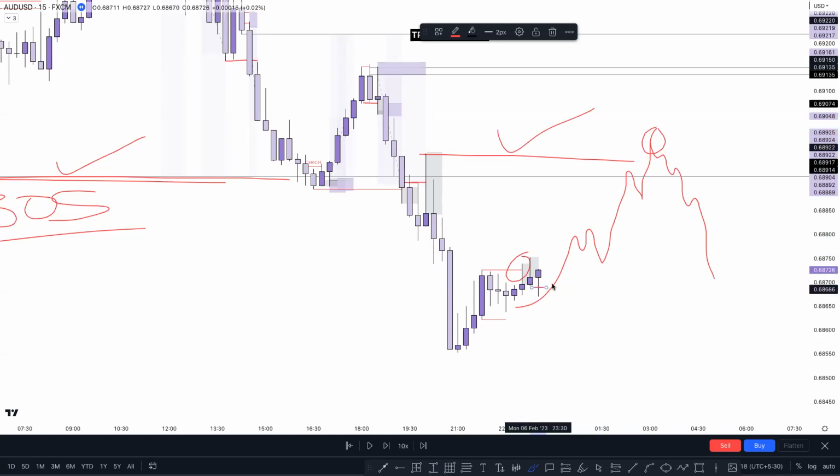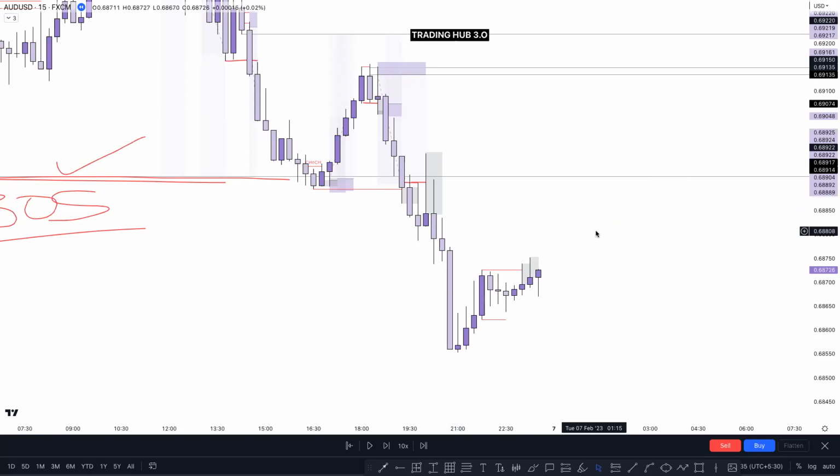Market is trying to push upside to take out the inducement. That's why we are planning to buy here. If you are selling without inducement, it is very low probability. Okay, sorry for my English actually.